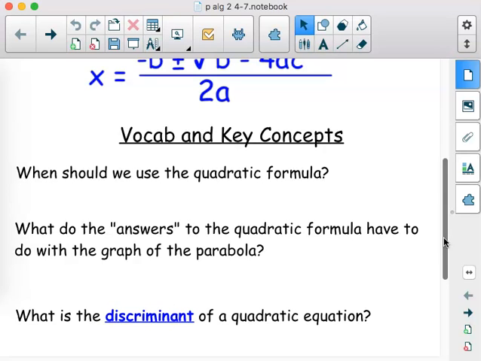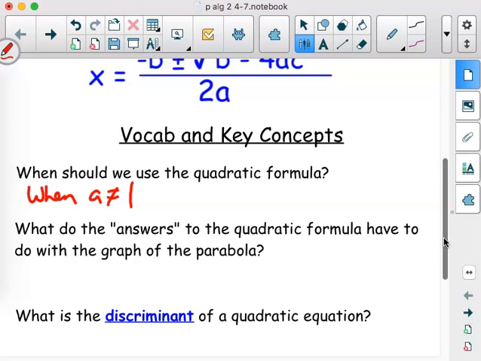So, vocab and key concepts. When should we use the quadratic formula? Well, like I said, the last section said, hey, you can solve any of these by completing the square, but we did find out that completing the square can be more difficult when a is not equal to 1, because it produces fractions. So when a is not equal to 1, we don't want to use completing the square.